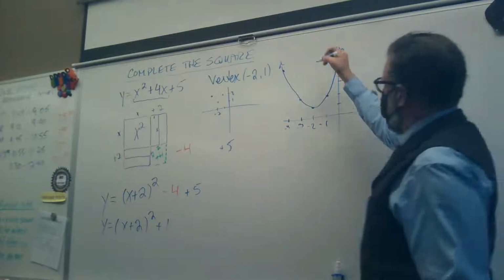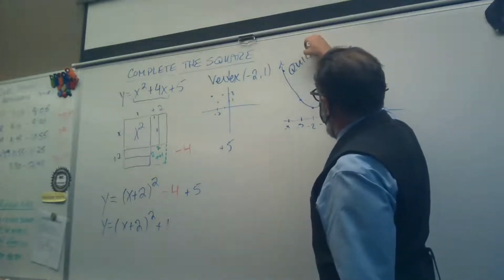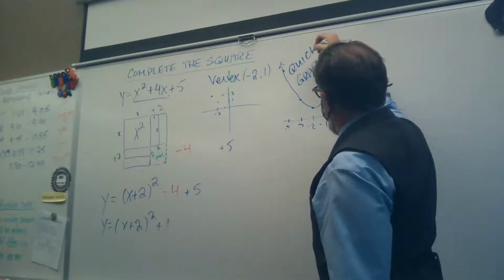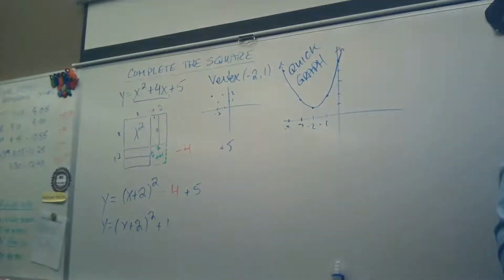I am going to refer to this. This is something that I just started doing in my regular algebra 2. I refer to that as a quick graph because I don't need a calculator. I don't need to make a table. I just remember that 1 squared is 1, 2 squared is 4, 3 squared is 9, and I could just graph it as long as I know the vertex. That makes sense to everybody? We good with that? Okay.